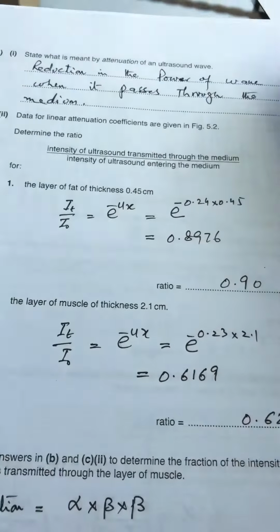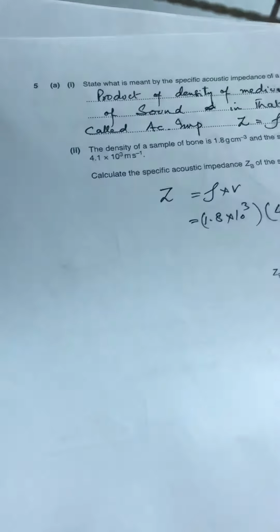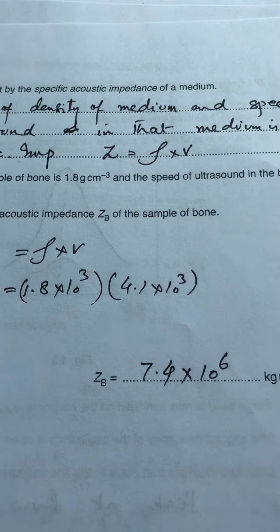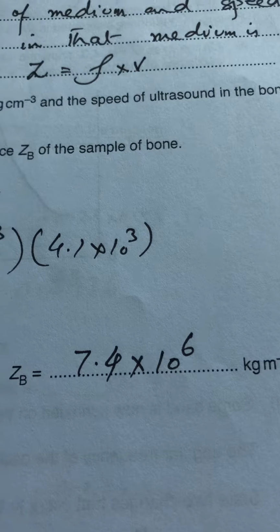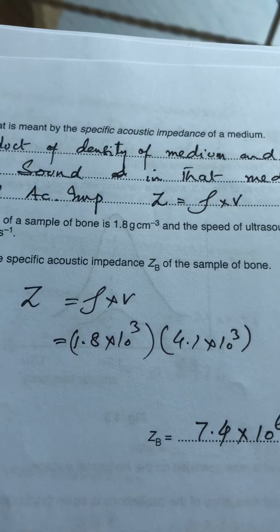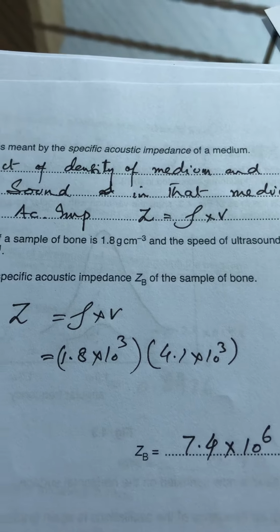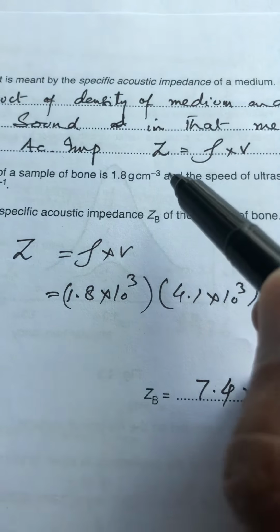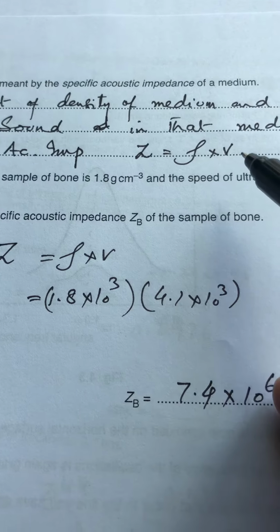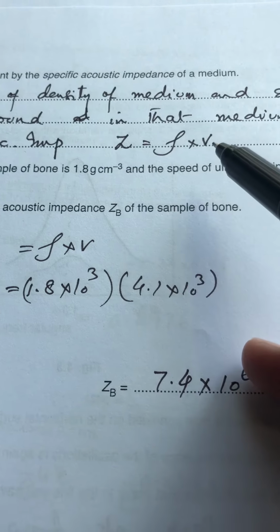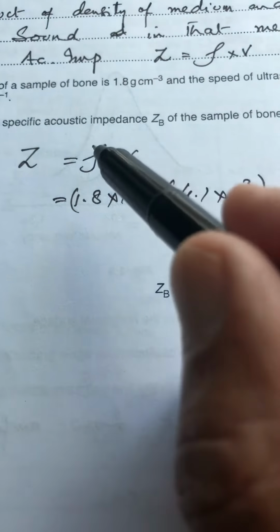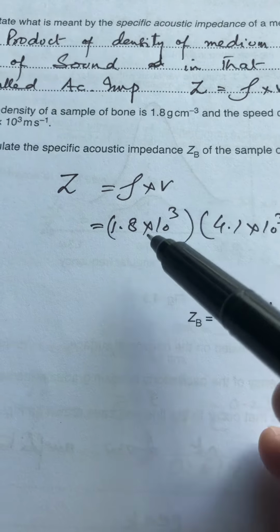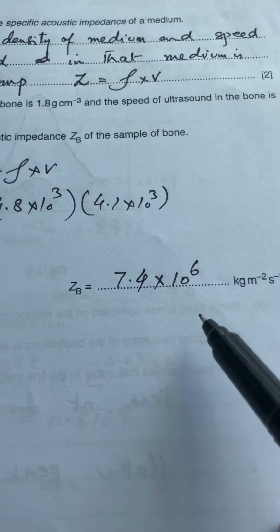And the next question is question number 5. State what is meant by the acoustic impedance of a medium. It is the product of the density of the medium and the speed of sound in that medium. So Z equals rho multiplied by v: density of the air multiplied by the speed of sound in air. And the next question is, we have to calculate the acoustic impedance, rho times v, density given, speed given. So this is the answer.